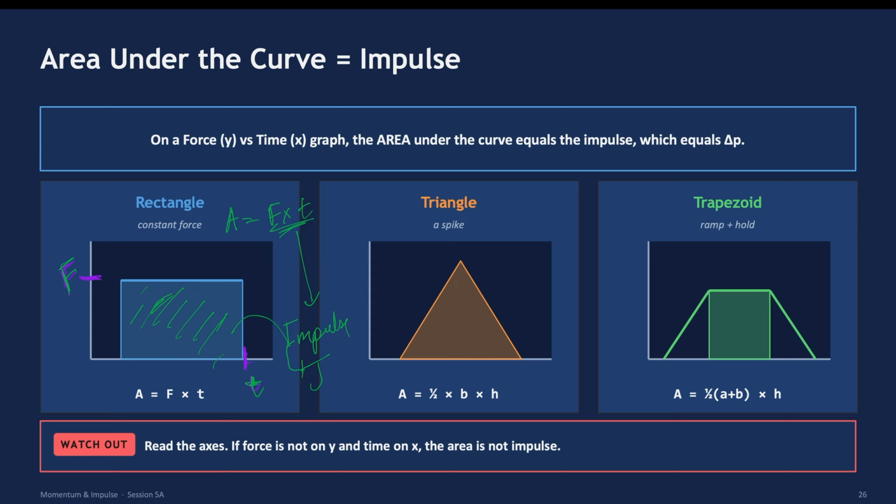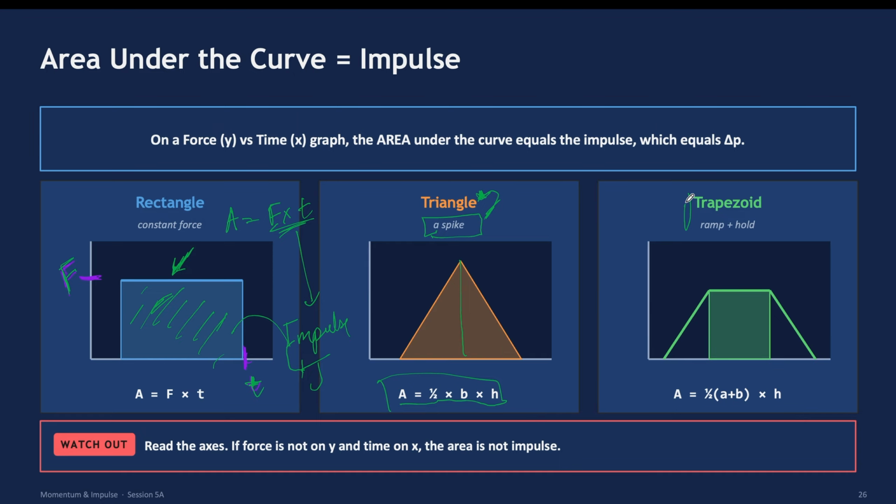Now for a triangle, the area is 1/2 times B times H, but it's the same thing, right? This is a spike in force and time, because in real scenarios, force doesn't always stay stationary like this. During the course of the collision, the force changes. It either decreases or increases, because it doesn't stay constant. That's just how force works. The triangle here is an example of that.